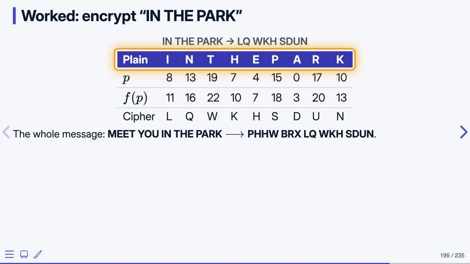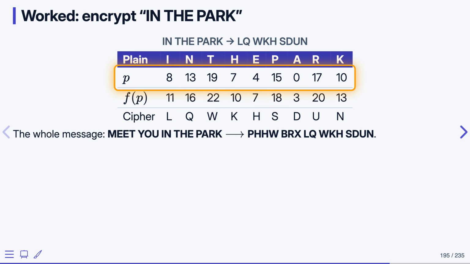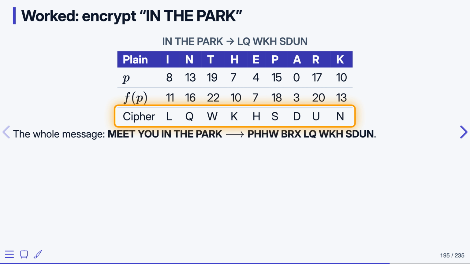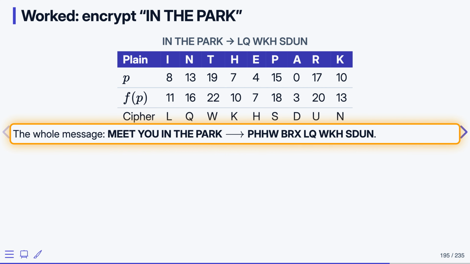Now the rest of the message, in the park. The numbers are 8, 13, 19, 7, 4, 15, 0, 17, 10. Add 3 to each one. We get 11, 16, 22, 10, 7, 18, 3, 20, 13. As letters, that is LQ, then WKH, then SDUN. Put the 2 halves together. Meet you in the park becomes PHHW, BRX, LQ, WKH, SDUN.